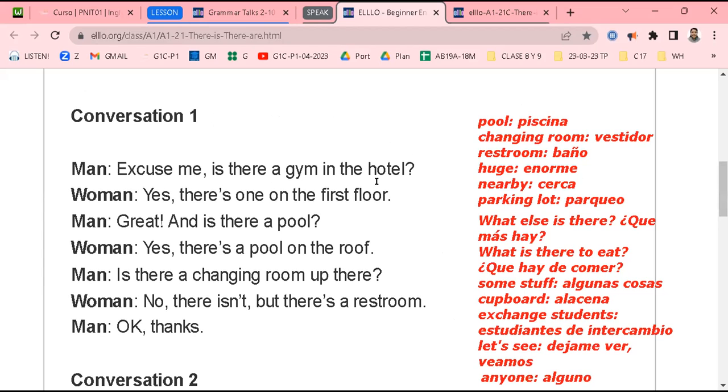Okay, hotel. Excuse me, is there a gym in the hotel? Yes, there's one on the first floor. There's one on the first floor. First. Right. And is there a pool?